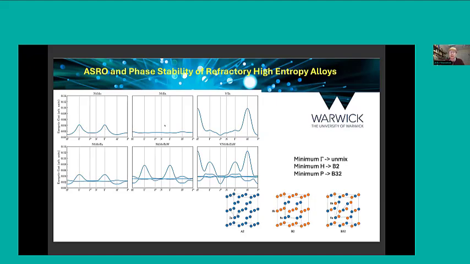Niobium tantalum, nonetheless, however, both of these have the same number of valence electrons, so they happily mix and they'll stay mixed in a solid solution down to very low temperatures. Vanadium tantalum has a different ordering. Its preferred mode is at the half-half-half point, so this says that this particular alloy will form a B32 phase.